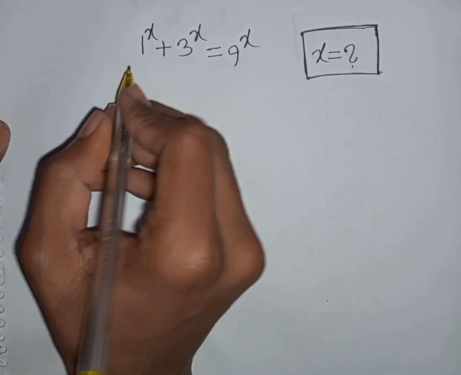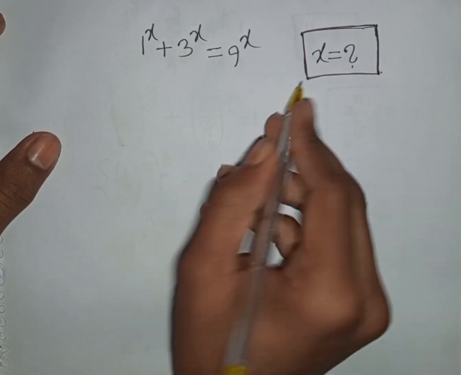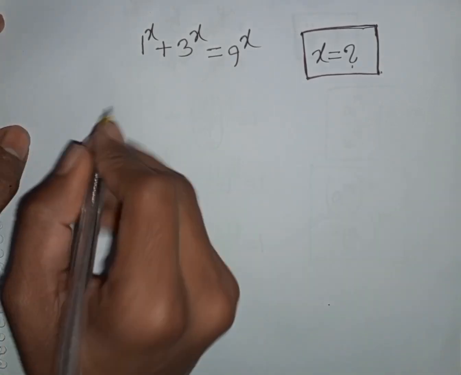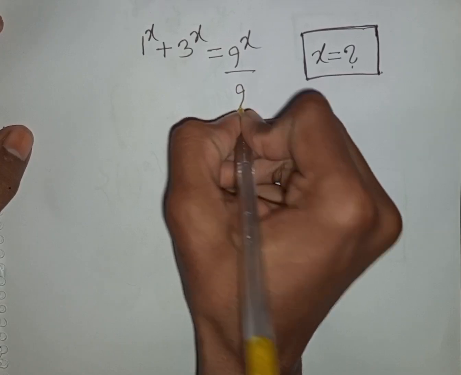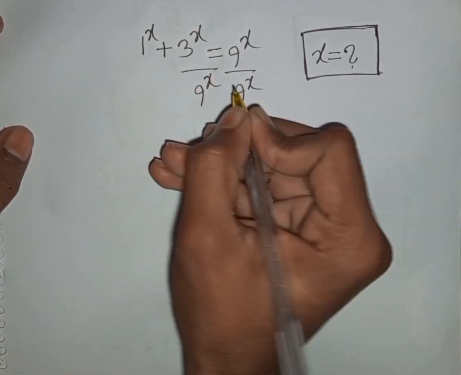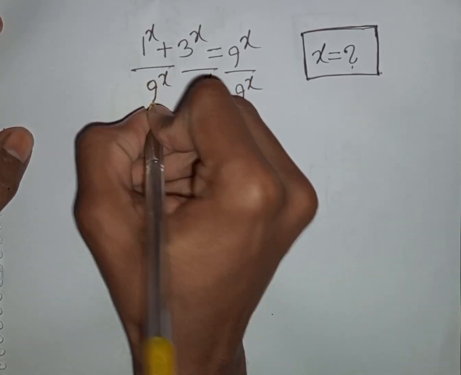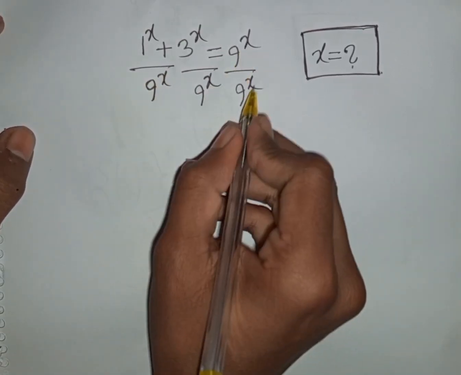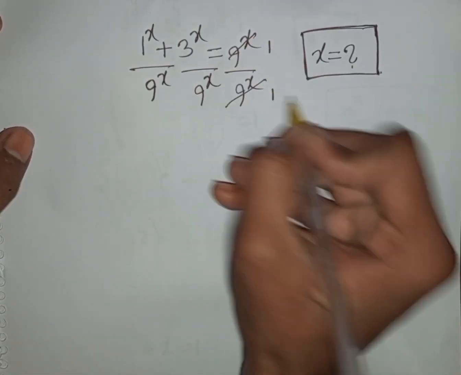How to solve 1 power x plus 3 power x is equal to 9 power x. Find the value of x. So at first we divide by 9 power x on both sides. So divided by 9 power x, divided by 9 power x, divided by 9 power x. Now we see this 9 power x will be cancelled, so here on, here on.